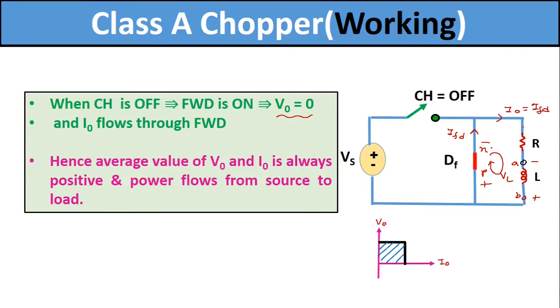Here you can see again the current is entering at this point, which is taken as X point, and leaving at this Y point. Therefore the load current is taken as positive in this class A chopper, and the load voltage is positive on this X point and minus on this Y point. Therefore, the load voltage is also taken as positive in this class A chopper. That means the average load voltage and load current is always positive in the class A chopper. Therefore, it operates in the first quadrant, or it is a single quadrant chopper, as the power is flowing always from source to load.